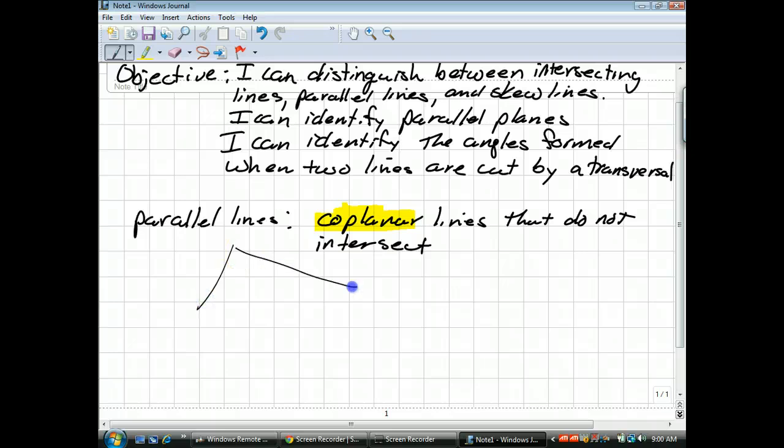So if I have plane N, then line L and line K are coplanar lines, and these are lines that do not cross or intersect, so we would say that these are parallel lines. And the way that we show that they're parallel is we put an arrow on them. So we would say line L is parallel to line K. The symbol that we use for parallel is two slashes.